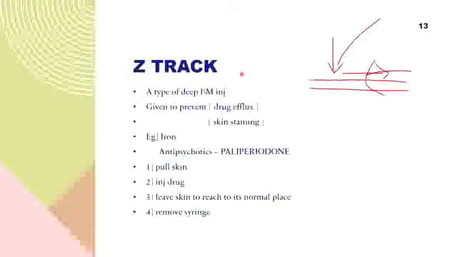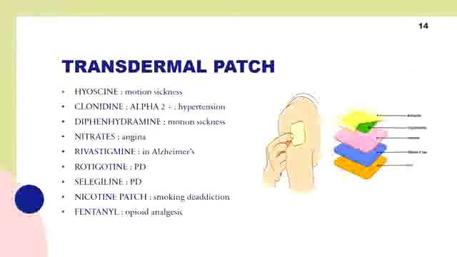It is called a Z-track because we are pulling and then leaving. It is given to prevent drug efflux, the drug should not leak out and skin staining should not happen. So that's why we give the drug like this. Example, iron is injected like this, and antipsychotic drugs such as paliperidone are injected like this. The steps I already told you.